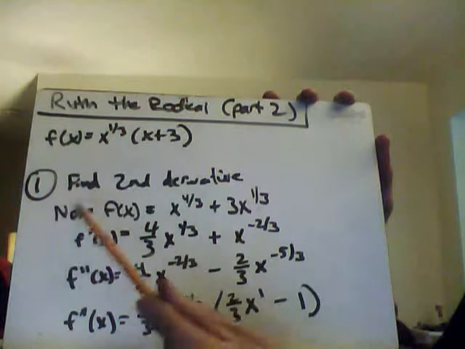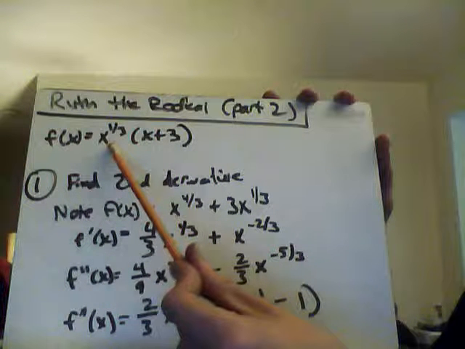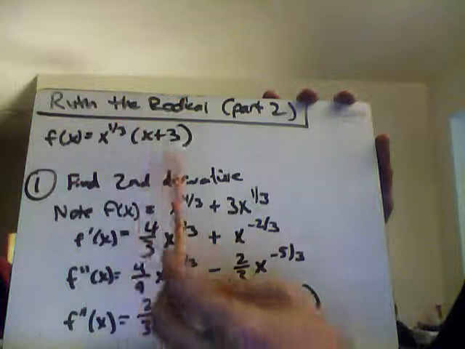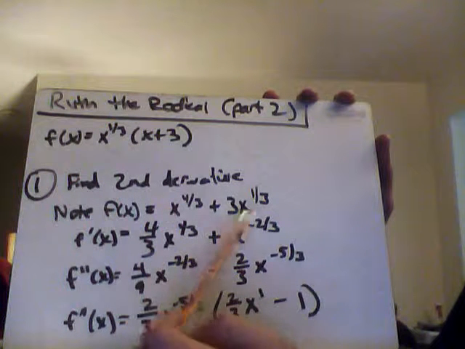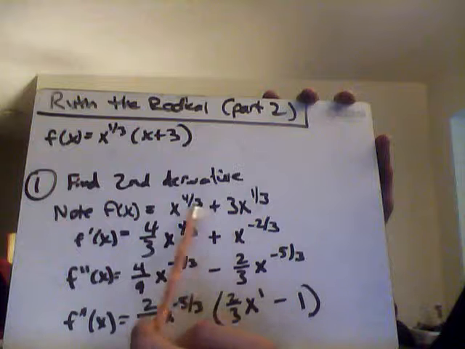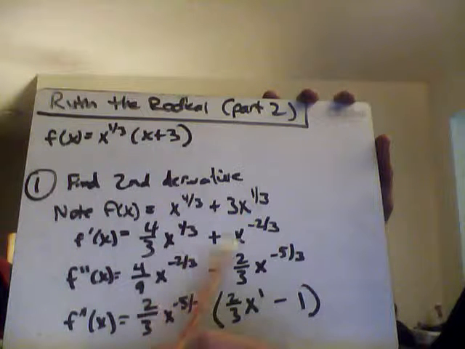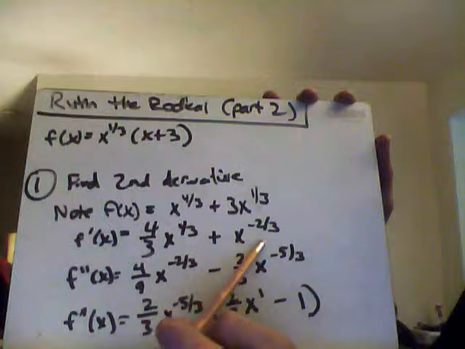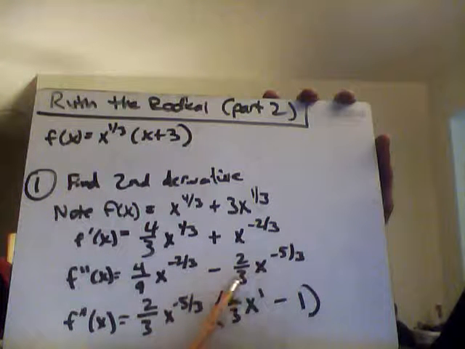In this case, it might be helpful to actually go ahead and distribute the x times x to the 1/3 multiplied by x plus 3. When we do that, we end up with x to the 4/3 plus 3x to the 1/3. Taking the first derivative, we get 4/3 x to the 1/3 plus x to the negative 2/3. The second derivative will be 4/9 x to the negative 2/3 minus 2/3 x to the negative 5/3. That's all power rule right there.